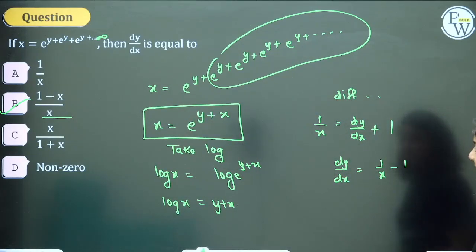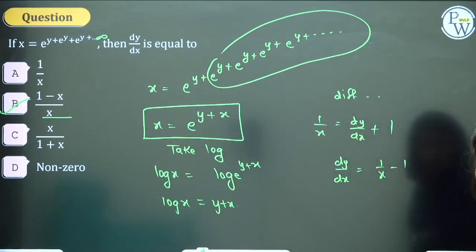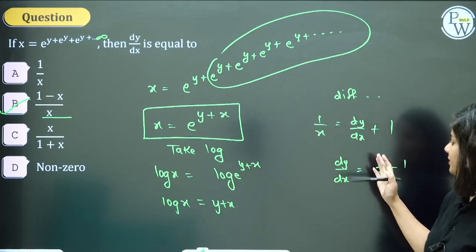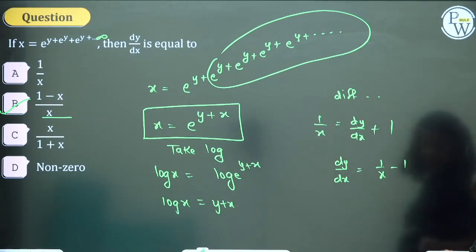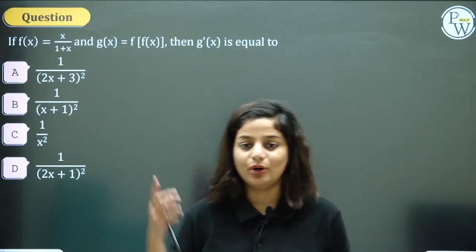So this was a question on log. How to take log: take log, differentiate, keep dy by dx on one side and get the answer. Isn't that exactly what we wrote in the steps?